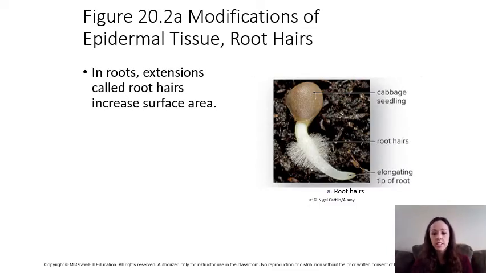Here you can start to see the seedling of a cabbage start to grow a root right here. You can see these tiny hair-like projections that extend from the root. These hair-like projections help increase the surface area of the root so that the plant can absorb more water, allowing it to mature into an adult plant.